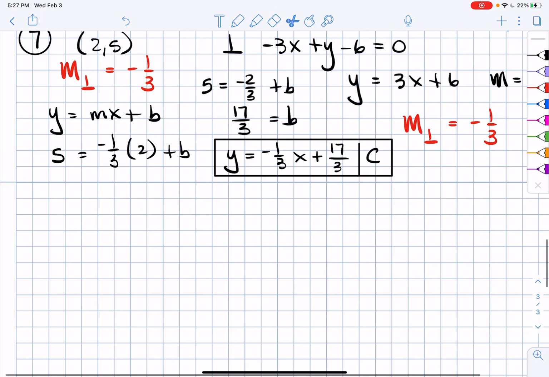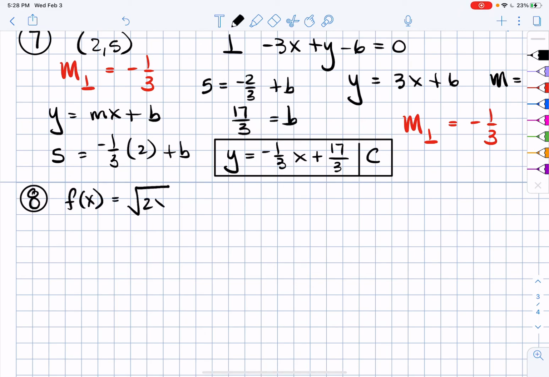Okie dokie. Let's go to number 8. Number 8. Looking for rate of change. Rate of change, ladies and gentlemen, is just slope. The only difference is that it's giving this to you a little bit differently. So it's not giving you the y value, but it's giving you an equation for the y value.